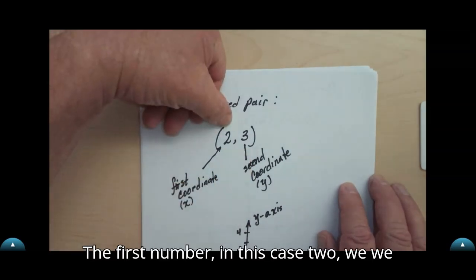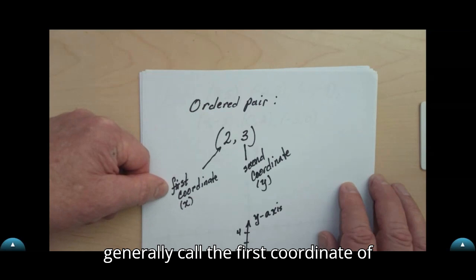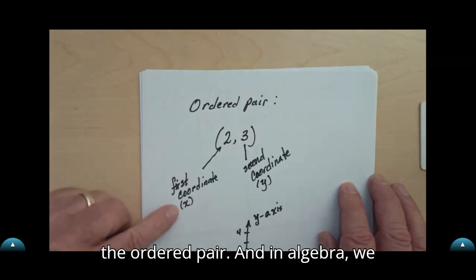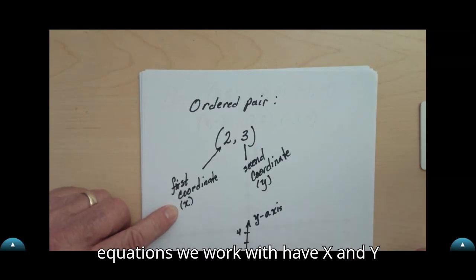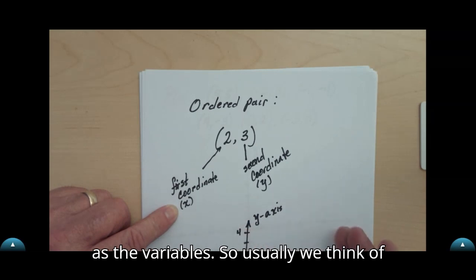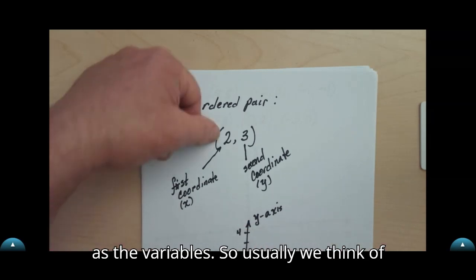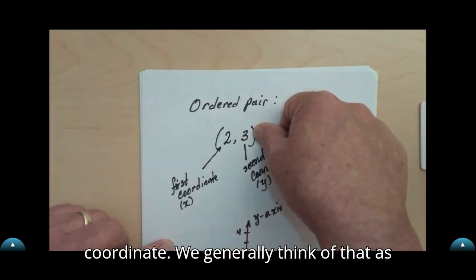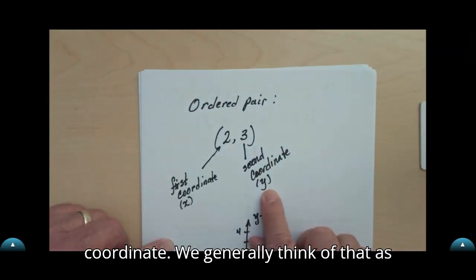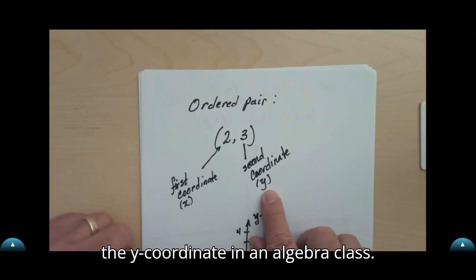The first number, in this case 2, we generally call the first coordinate of the ordered pair. And in algebra, we usually think of that as the x coordinate. Most of the equations we work with have x and y as the variables, so usually we think of that first coordinate as the x coordinate. 3 is the second coordinate. We generally think of that as the y coordinate in an algebra class.